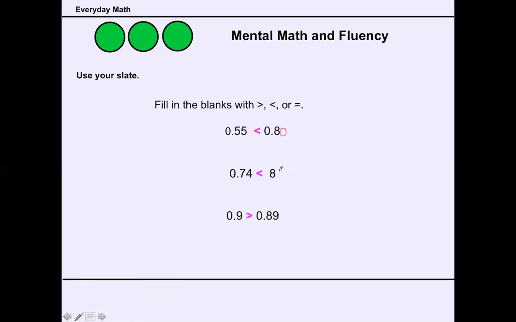74/100 is less than 8 wholes. All right, so I have 8 wholes. 74/100 isn't even 1 whole. So of course, it's less than 8 wholes. And then for the third problem, 9/10 is greater than 89/100. So remember, I like to add my 0. 90/100 is greater than 89/100.